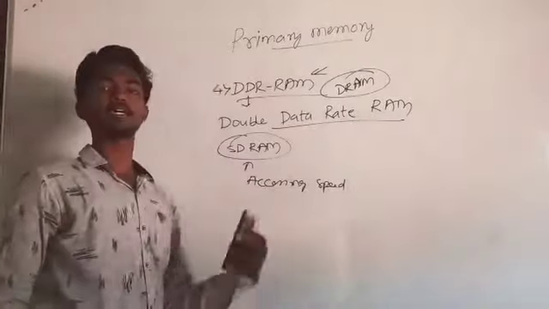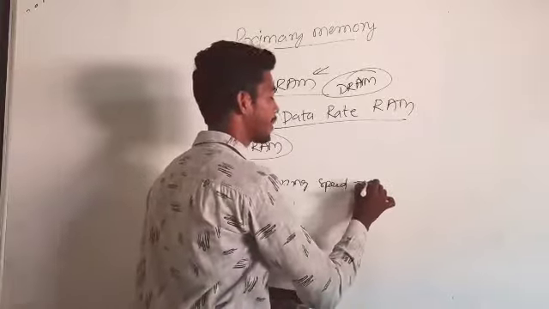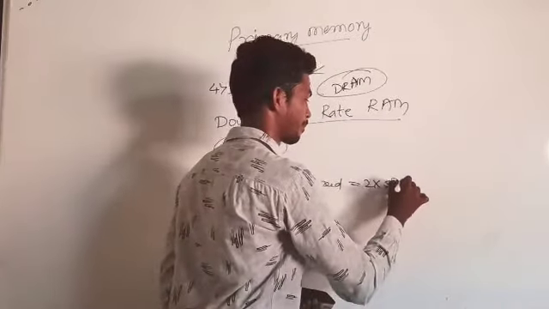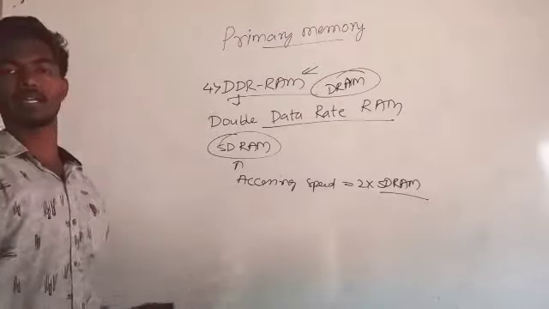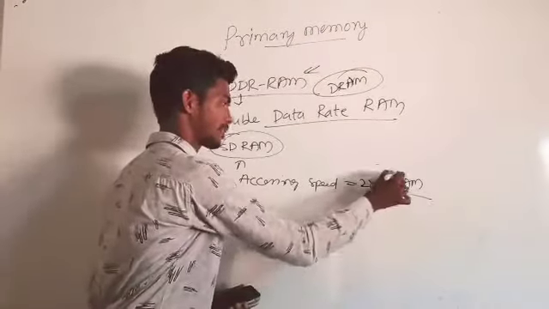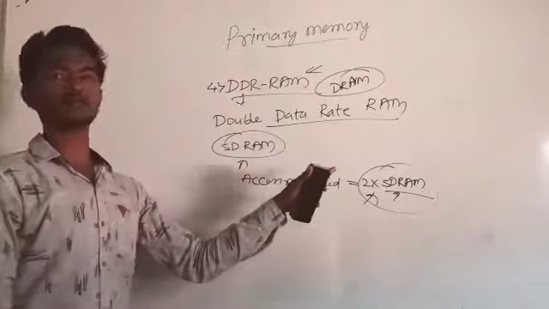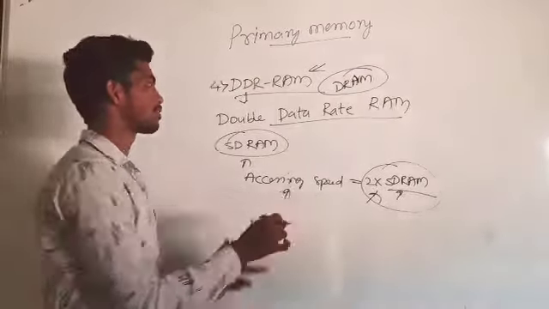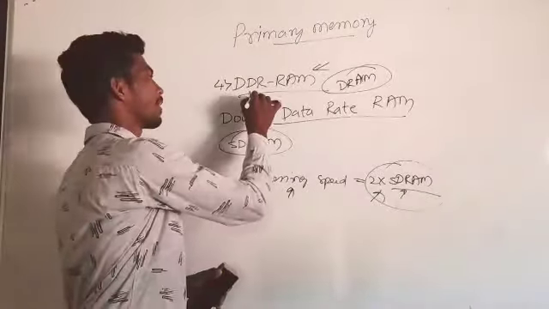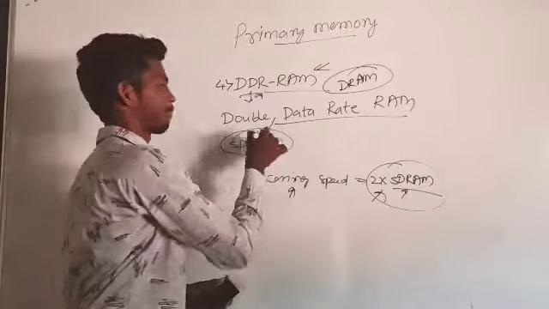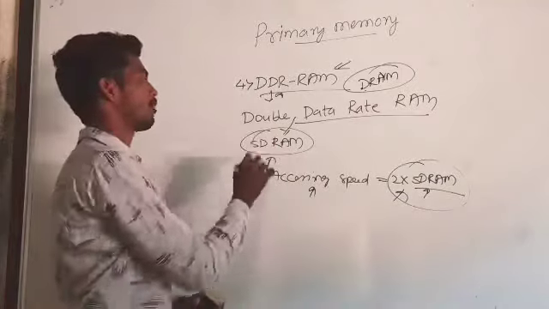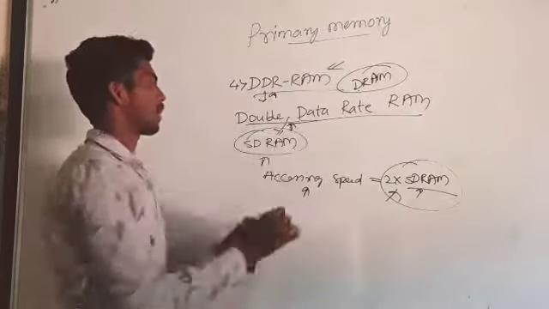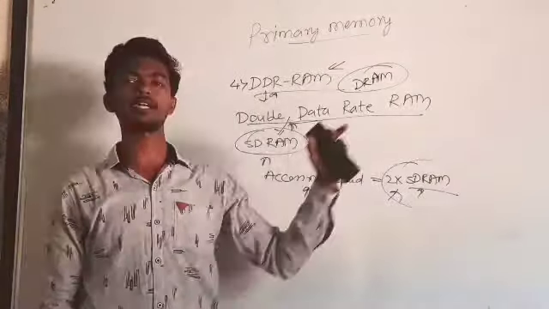Accessing speed is double as compared to the SDRAM. When you compare the accessing speed of this DDR-RAM with the SDRAM, it is double the SDRAM speed. This is the only difference between a DDR-RAM, DRAM and SDRAM. DDR-RAM is expanded as double data rate RAM.